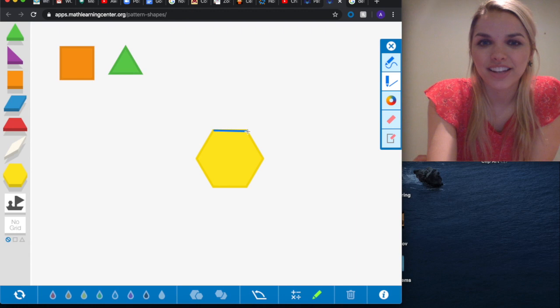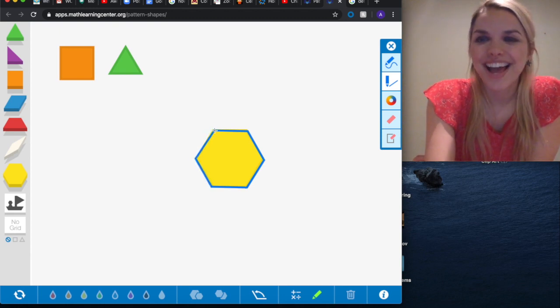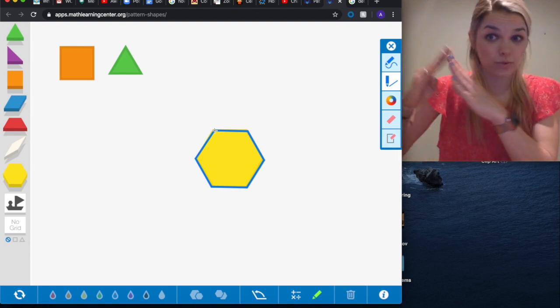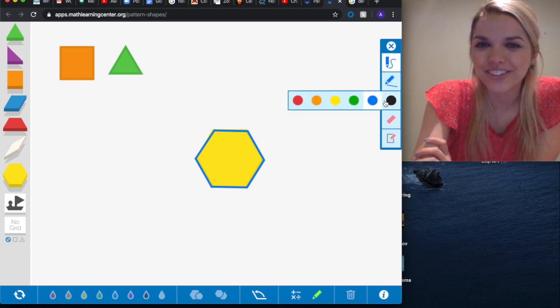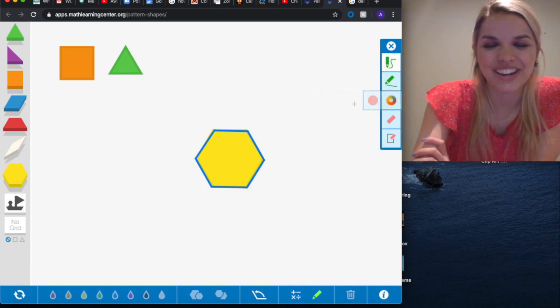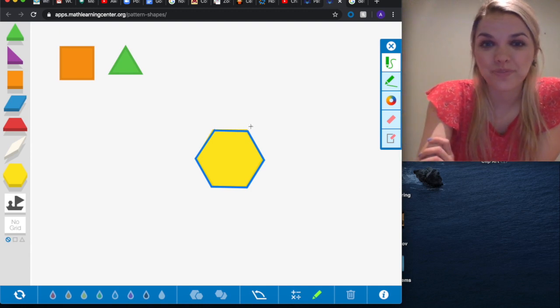1, 2, 3, 4, 5, 6. Excellent. We have 6 lines. Are you ready to count those vertices? Let's go ahead. What color should we do? Green? Okay. Take that finger and circle the vertices with me.